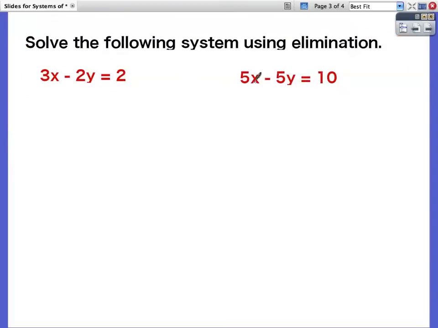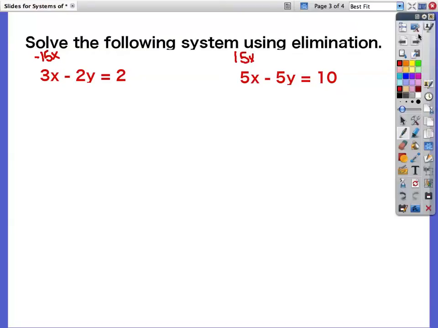So I've got these two equations and I want to use elimination. I want to eliminate either the x's or the y's by subtracting or adding both of the equations together. So what I'm going to do, I think, is multiply both equations by a number to get two opposite coefficients. In other words, I think I can make this a negative 15x, and I think I can make this a positive 15x. So when I add the equations together, x's go away. Let me show you what I mean.